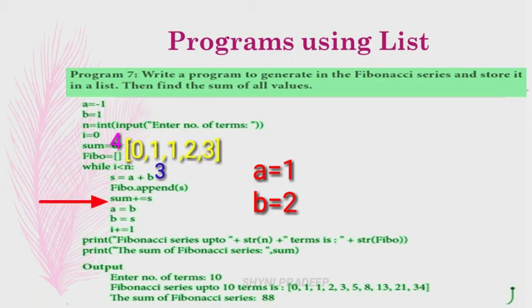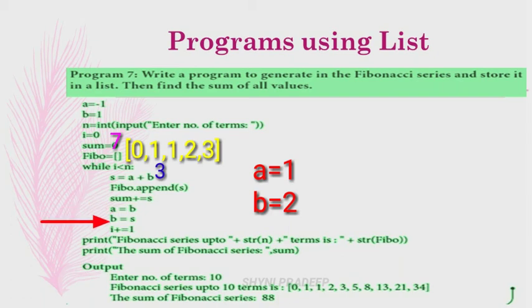Next, sum is equal to sum plus s. Sum value is 4. S value is 3. 4 plus 3 is 7. So sum is 7. Next, a is equal to b. Assign the b value to a. B value is what? 2. So a is equal to 2.